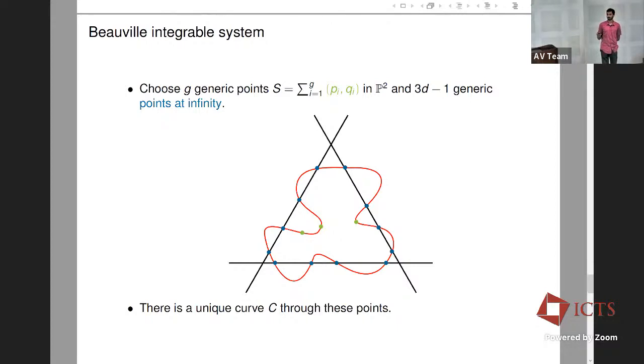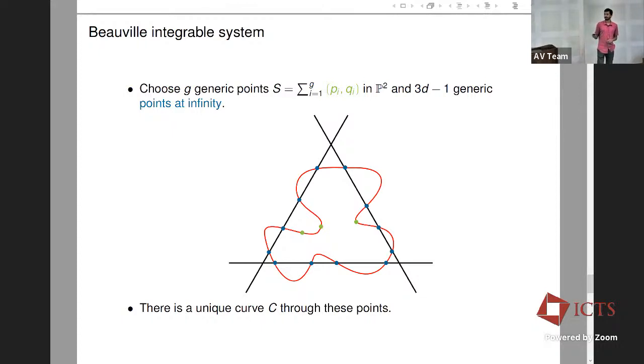what's the Beauville integrable system, the other integrable system that we talked about? It's a very simple system. You start with G, where G is the number of interior points in the polygon, or the genus of a degree D curve. You start with that many generic points in P2, and you also fix 3D minus 1 generic points on the boundary. So you fix D points here, and say you fix D minus 1 points here. Then we saw last week in the context of Gromov-Witten invariants that there's going to be a curve that goes through all of these points, and generically there's going to be a unique curve that goes through all of these points.